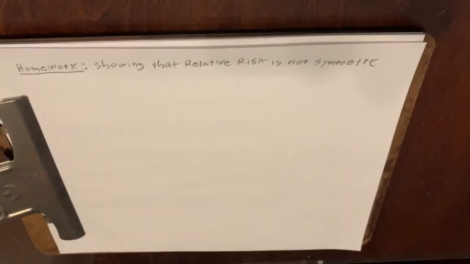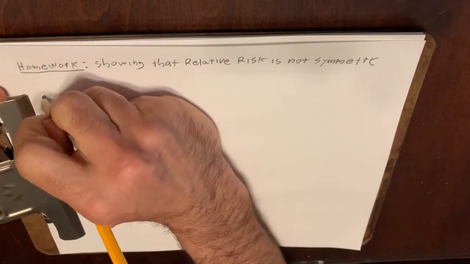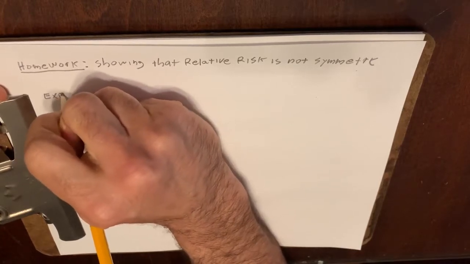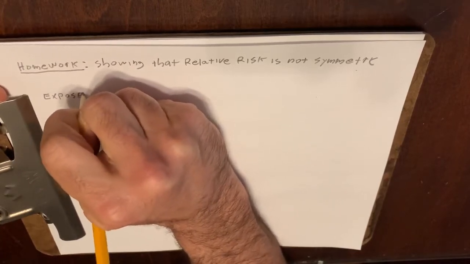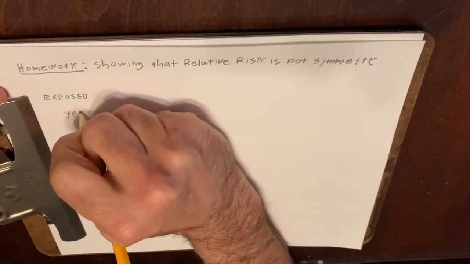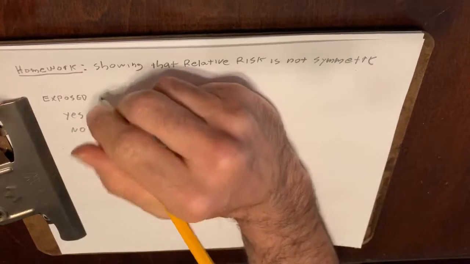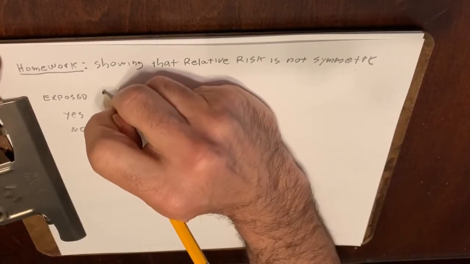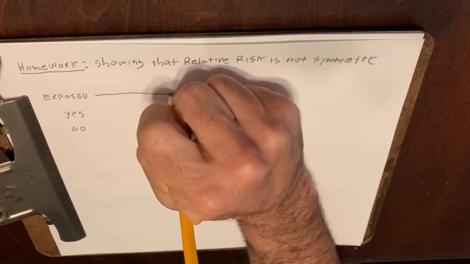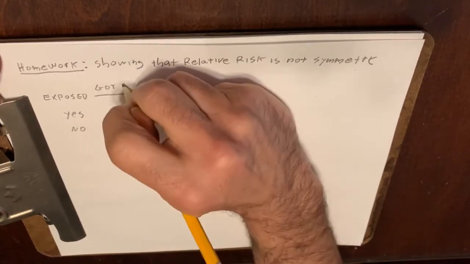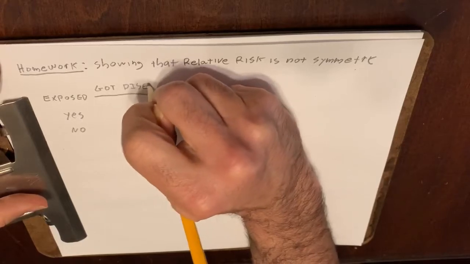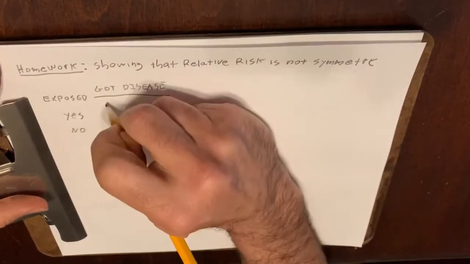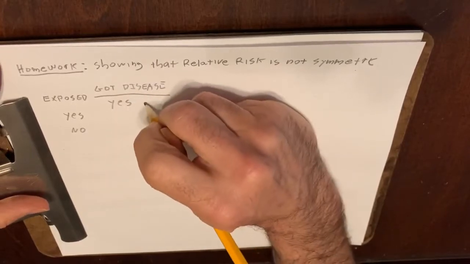Hello everybody. Today I want to go over the homework showing that relative risk is not a symmetric measure of association. So let us start with exposure. And let's make it yes and no. And let's look at got disease. And let's make that yes and no.